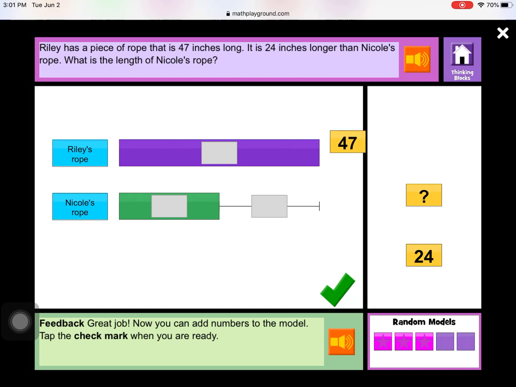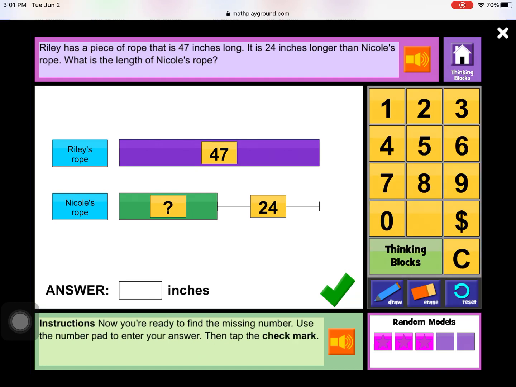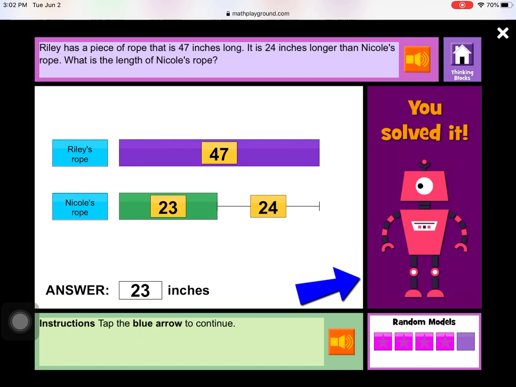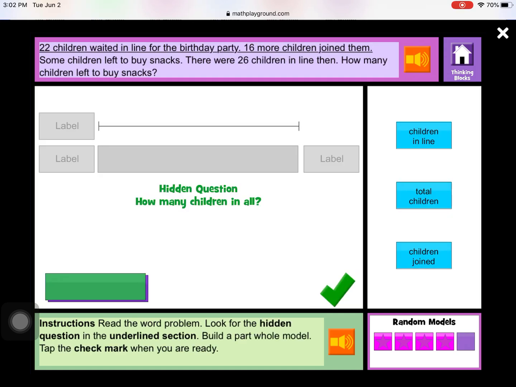And now we know again that Riley's rope is 47 inches, and we know that that is 24 inches longer than Nicole's rope. What is Nicole's rope? I don't know what Nicole's rope is, but I do know that it takes another 24 inches with Nicole's rope to make Riley's rope. So we're going to check this. And now we use our comparison bar and we think again. We think that 24 plus Nicole's rope is going to equal 47. So I think this one is 23. All right, on to my next question.